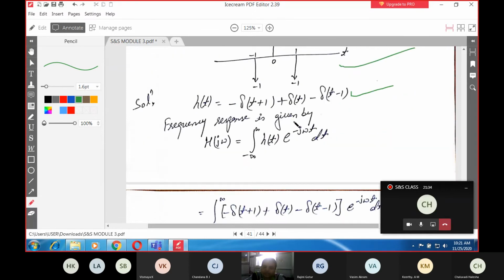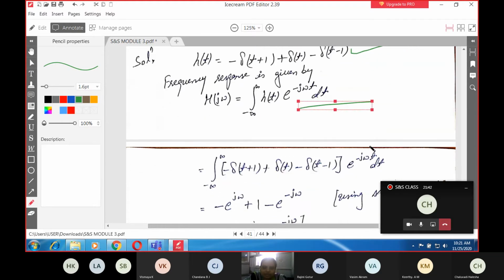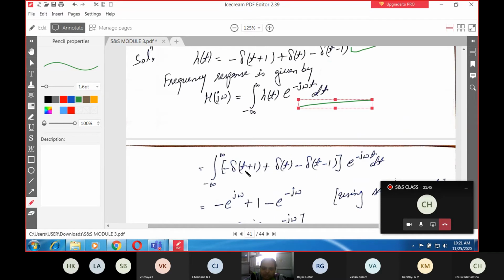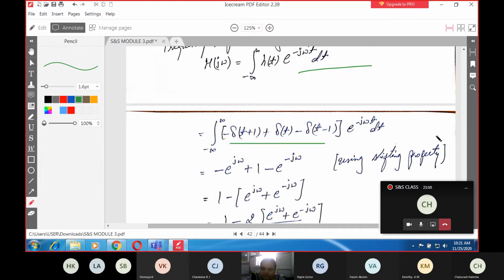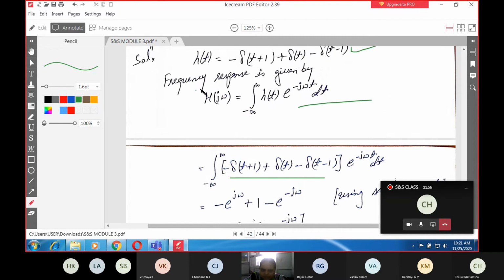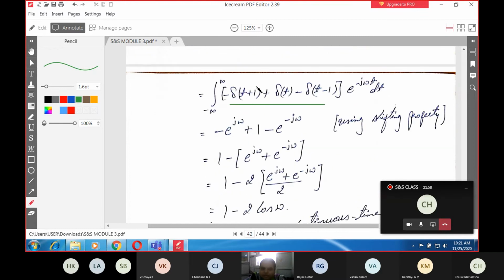Then the frequency response is given by integration from minus infinity to plus infinity h of t e raised to minus j omega t dt. Then substituting the h of t equation, which is written just here. Already we have come across the Fourier transform of delta of t. For the first function it is going to be minus e raised to j omega. For the second function at 0 you will get 1 only. Then minus e raised to minus j omega using the shifting property.